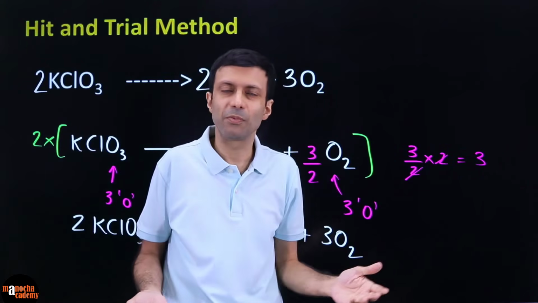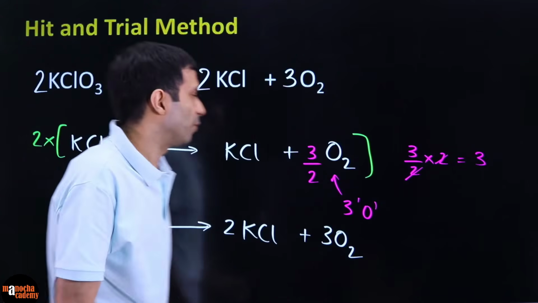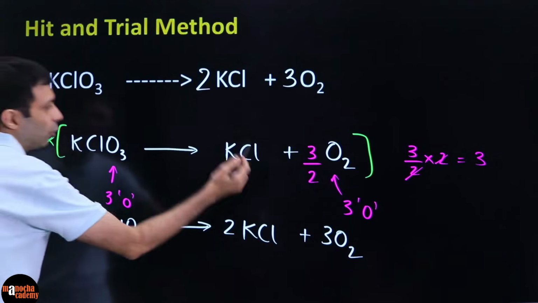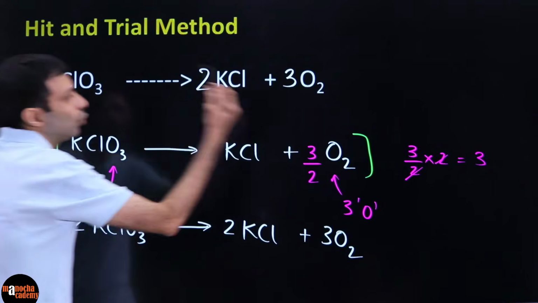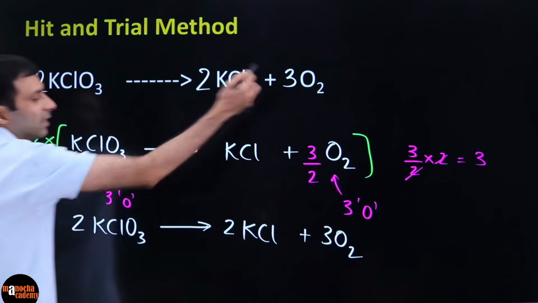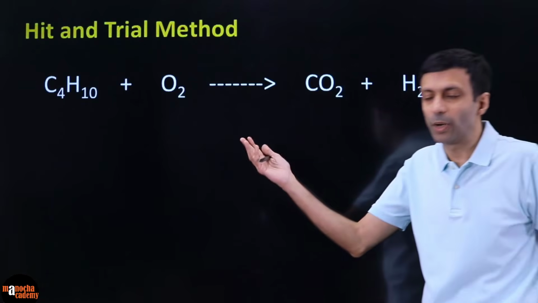So how do we get rid of the denominator of the fraction? Just multiply the whole thing by 2. So if you multiply the entire equation by 2, 2 KClO3, 2 KCl and 2 times 3 by 2, the 2 will cancel. So 3O2, that is the same as our first answer. Clear? So you guys go ahead and try this.